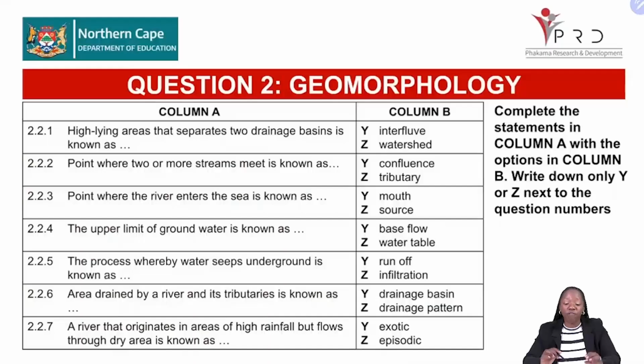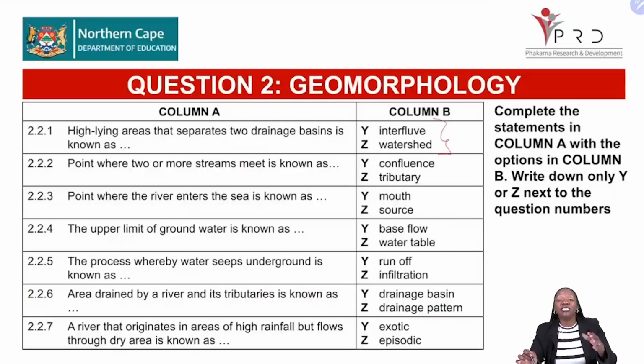So for now, you are given your column A and your column B. It is much easier because you are only comparing two answers, other than if you are given A to F that you're supposed to choose from. So you know for sure the answer is within the two. But then again, you are not allowed to write it as Y or Z. You're supposed to stick to one. So complete the statement in column A with the option in column B. You write down Y or Z next to the question numbers.